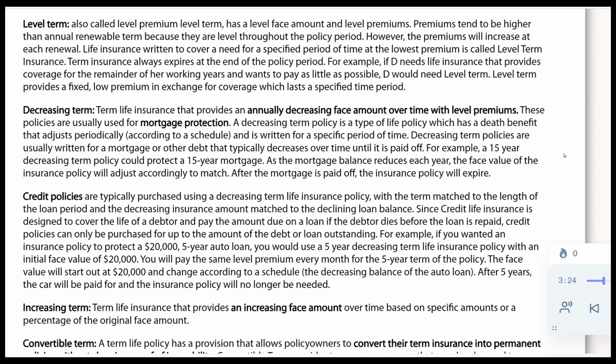For example, if you wanted an insurance policy to protect a $20,000 5-year auto loan, you would use a 5-year decreasing term life insurance policy with an initial face value of $20,000.